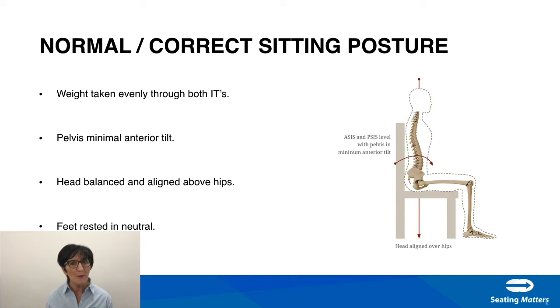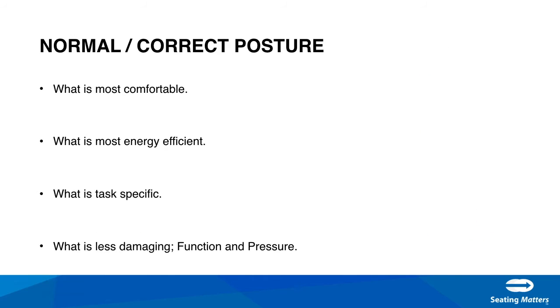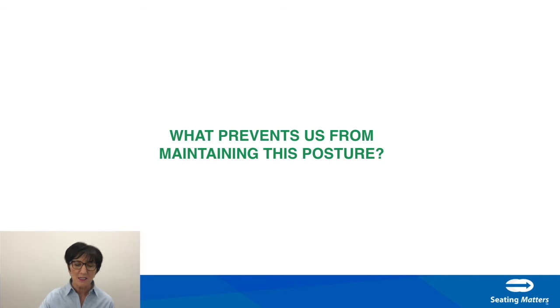But I'm sure the people that are watching this here today, if you're sitting on a chair, you are not sitting in this normal 90-90 posture. Because normal posture is also what is most comfortable for the patient, what is most energy efficient, what is task specific because we change our posture depending on the task we're doing, and also what is less damaging in terms of function and pressure. So what prevents us from maintaining this upright posture?